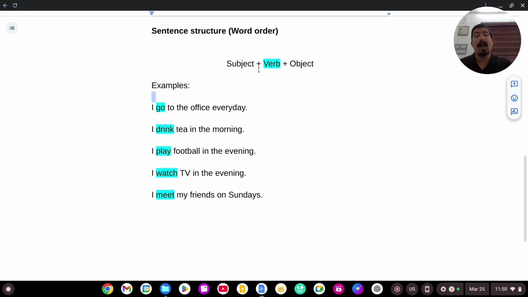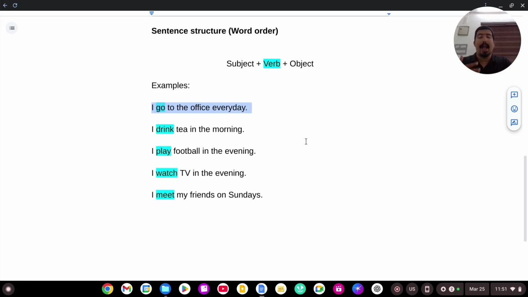The one thing you have to remember is that I have highlighted the word verb in blue color. That is where you have to concentrate, because in your native language the verb may not be in the middle. Got it? For example, see the first example, please read along with me. You can look at the screen. I go to the office every day.